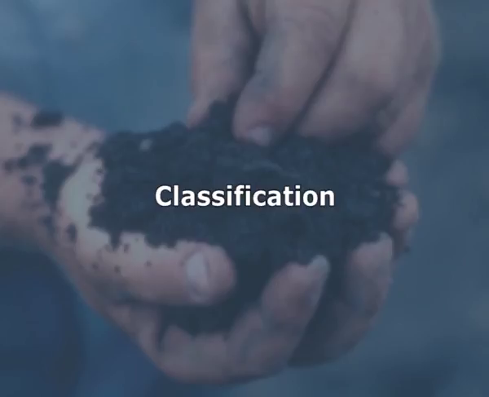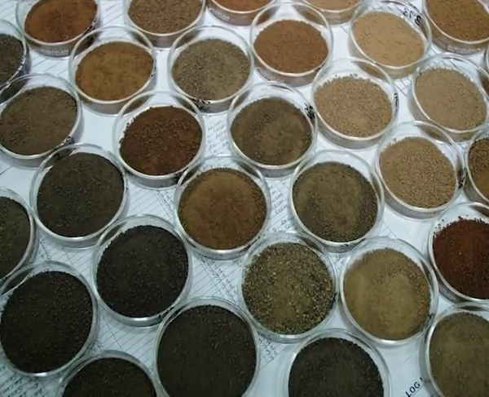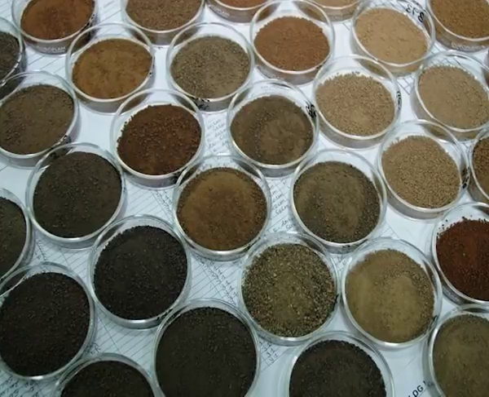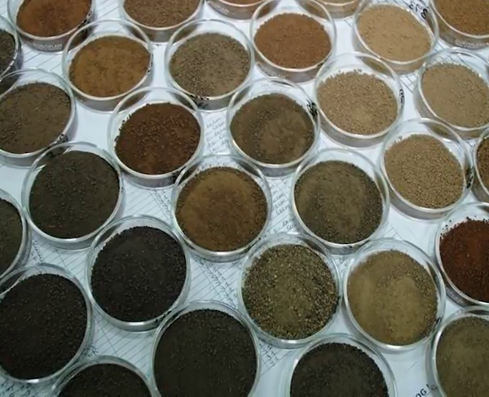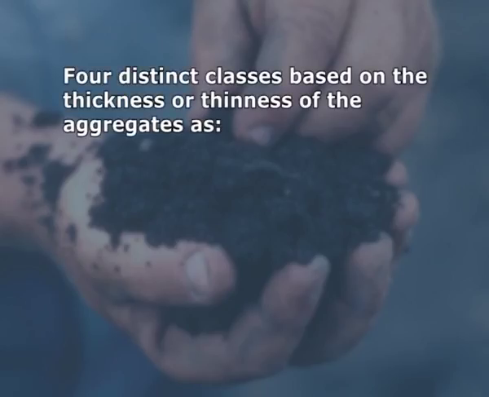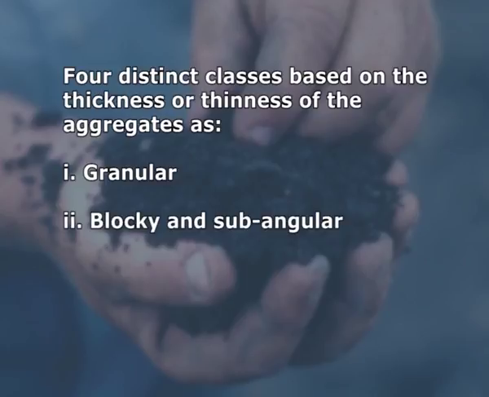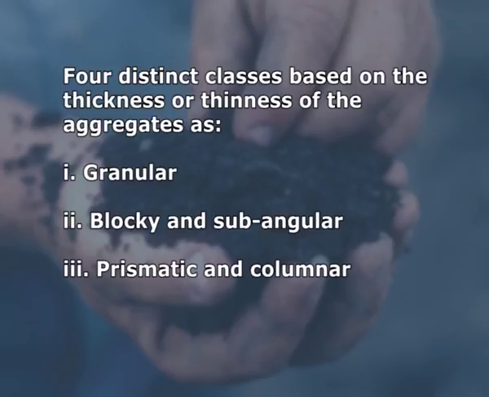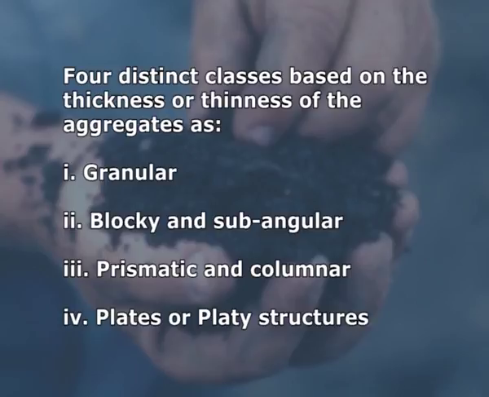Classification. By definition, class of structure describes the average of individual aggregates. Usually, 4 distinct classes based on the thickness or thinness of the aggregates are: 1. Granular, 2. Blocky and subangular, 3. Prismatic and columnar, 4. Plates or platy structures.